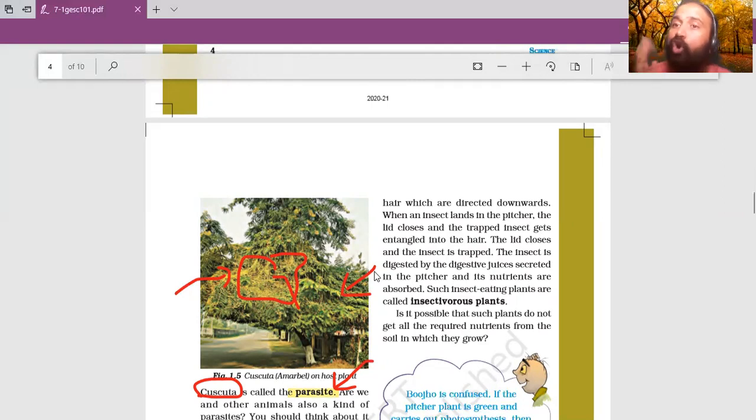So, plants also undergo parasitic mode of nutrition. What is a parasite? See, take, for example, a leech. Now, when this leech comes, it actually sucks your blood, isn't it? So, it is taking the nutrition from your body. It is not doing anything, right? So that is called parasitic mode of nutrition. In the same way, this Cuscuta plant is taking nutrition from the plant. So this Cuscuta is an example for parasitic mode of nutrition in plants. Understood? Easy? Very good. Let me erase this.